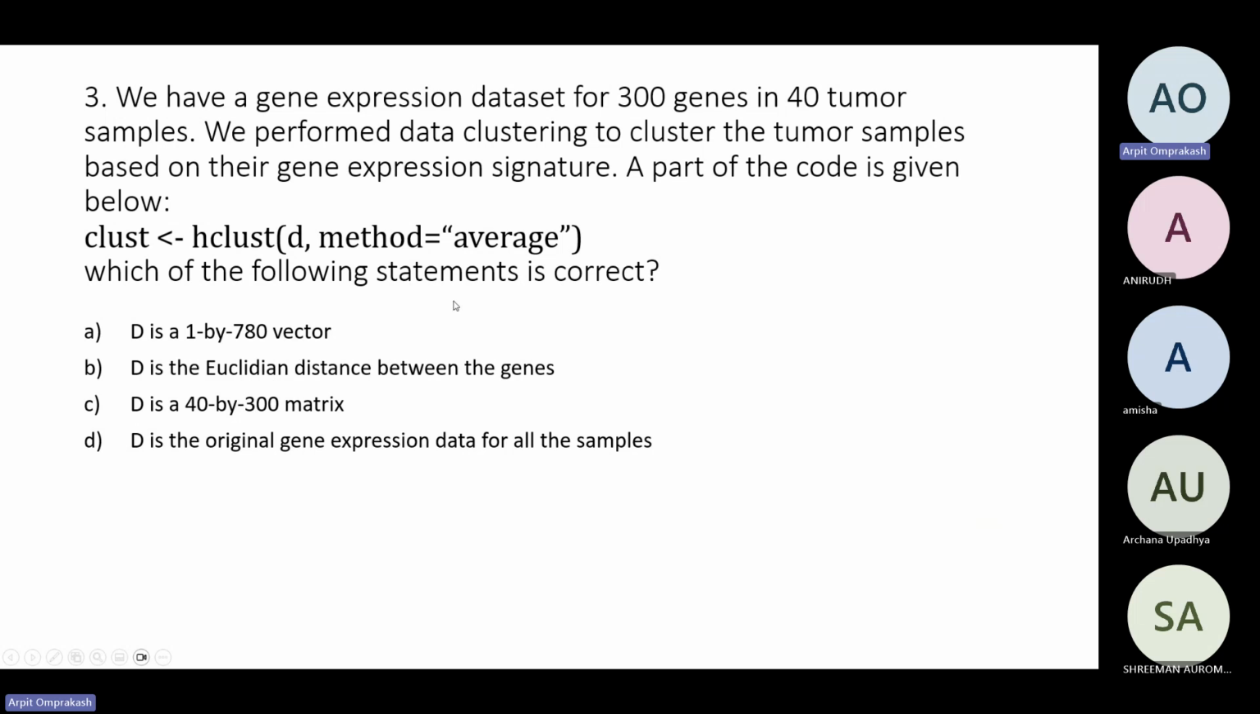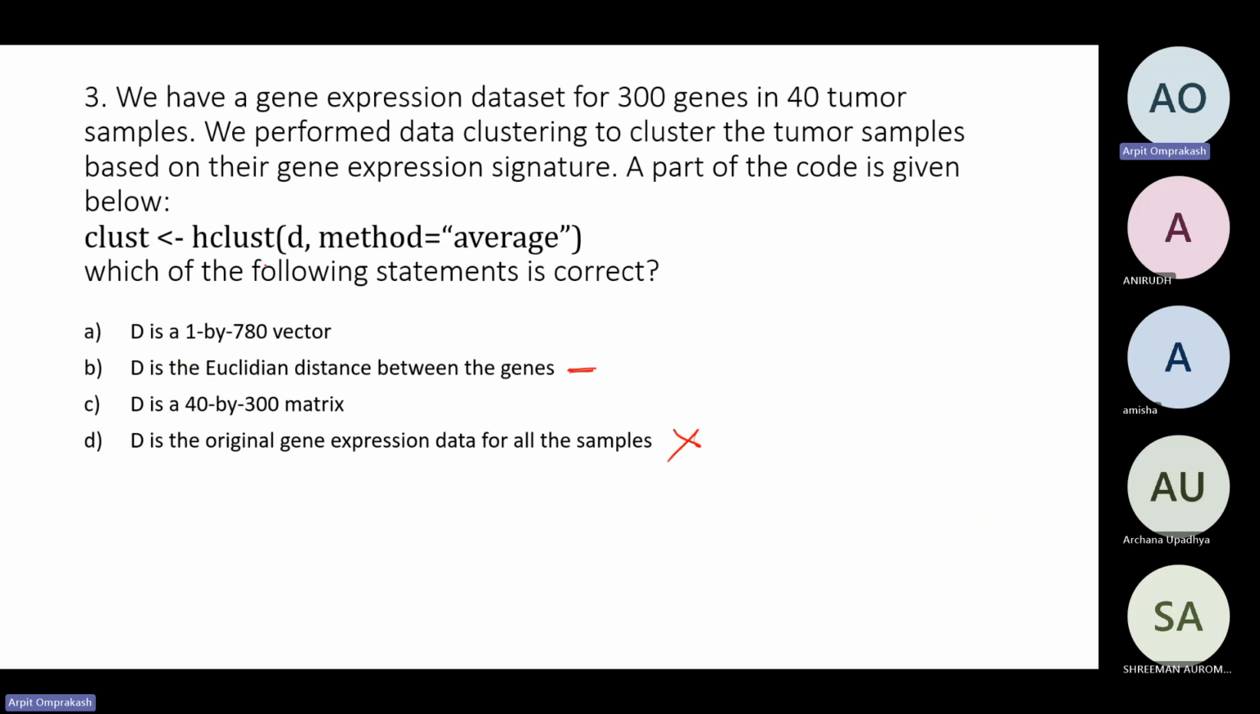So the options here are: D is 1 by 780, D is a Euclidean matrix, D is 4 by 40 by 300, original gene expression. So the answer is not D. It's not the original gene expression. Although D is the pairwise distance between the genes, since we are not given the code that produces D, we don't know whether it's the Euclidean distance. So we can't be sure about this option. If there's no other option, we'll come back to this.